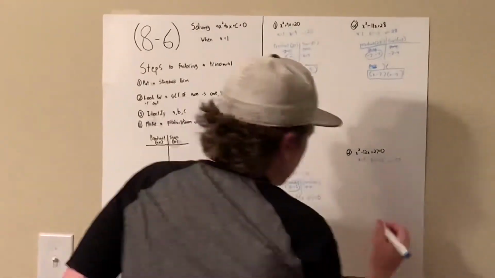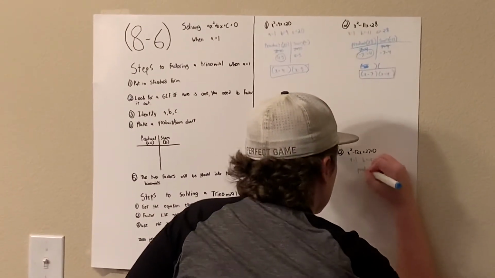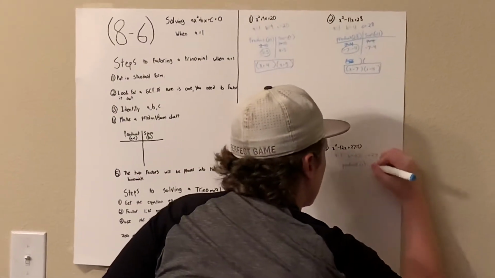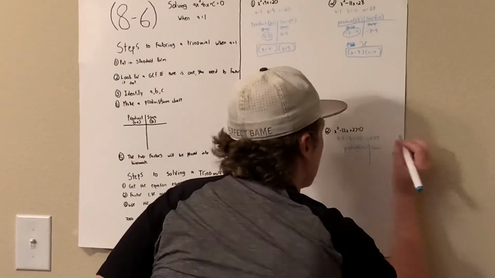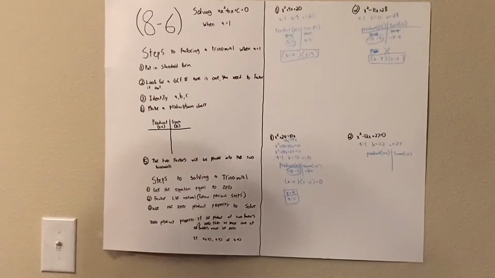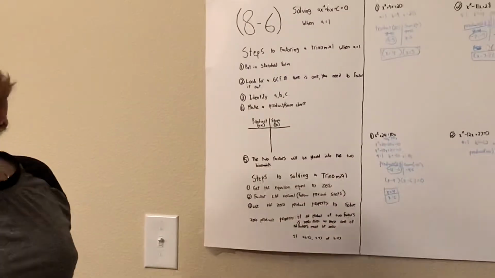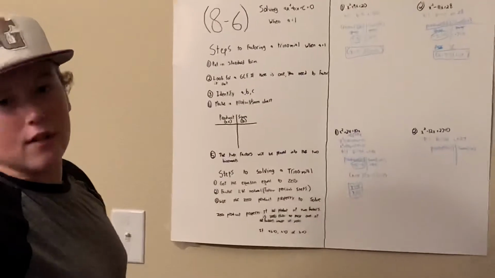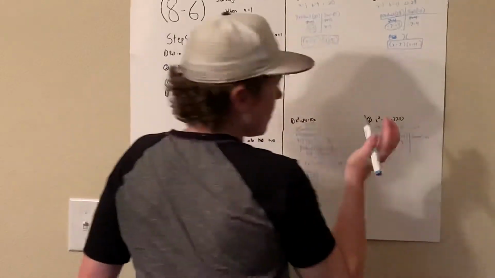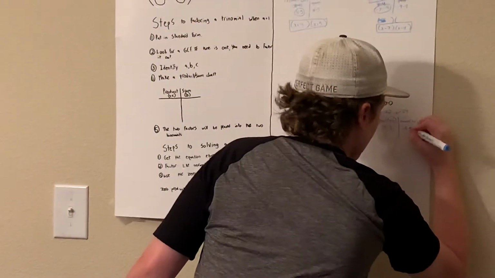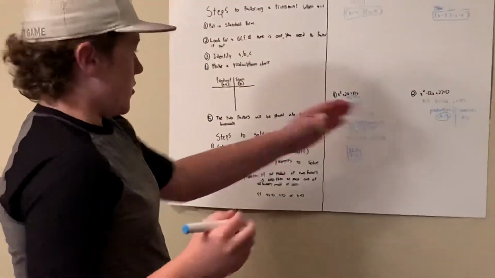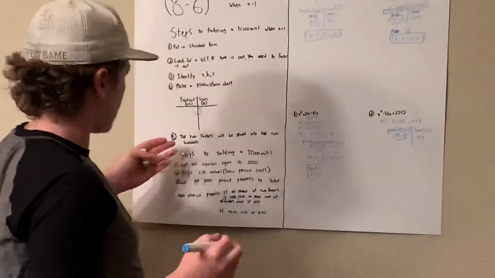Then make a product sum chart. There's a product of 27 times 1, which is 27, and a sum of B, which is negative 12. So what is a product of 27 and sum of negative 12? Let's try negative 9 and negative 3. Negative 9 times negative 3 equals 27. Negative 9 minus 3 equals negative 12. Those are our 2 numbers, so go straight into step 5.